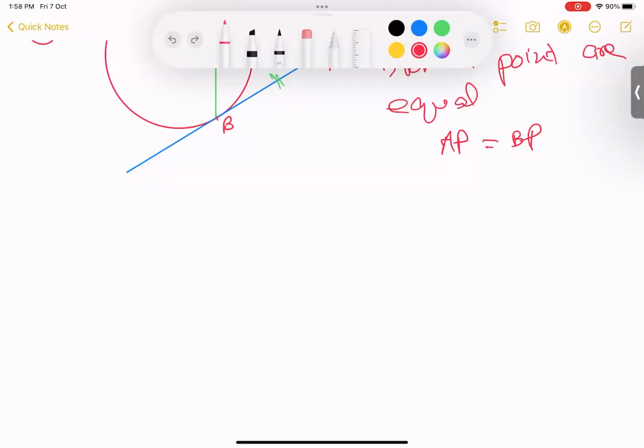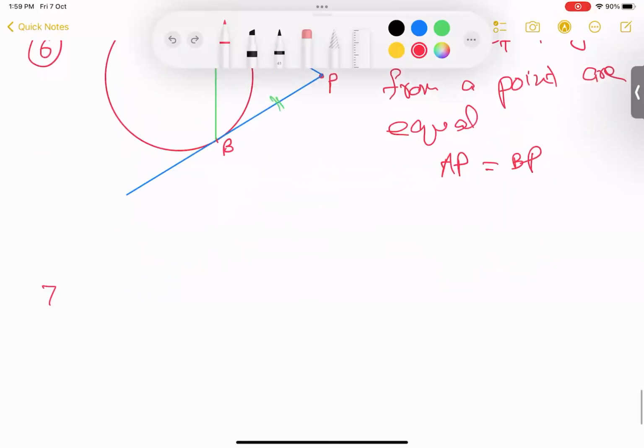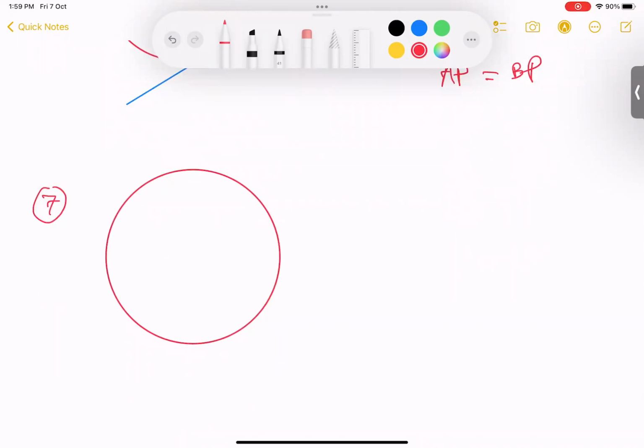So the next property, number 7, that I'm going to discuss with you is also one of the most important properties. This property also works with the tangent concept. For example, this line is a tangent to the circle. I'm writing the word tangent here for you. But now, three points must be on the circle circumference.